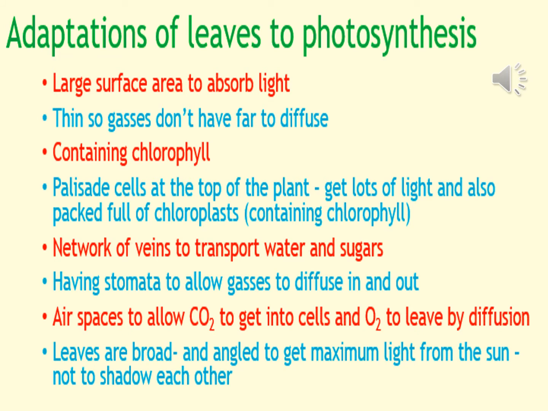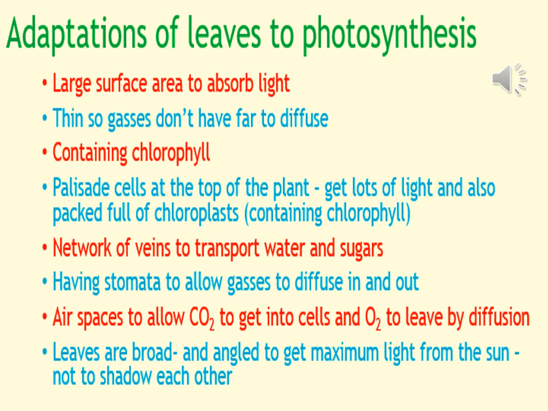Leaves are adapted to be able to carry out photosynthesis, and their adaptations I've listed here for you. There's a large surface area. They're very thin, so they can have easy diffusion. Remember, they need to try and get that carbon dioxide into the leaf, and they need to get the oxygen out of the leaf. The leaf obviously has the chloroplasts, which contain the chlorophyll, allowing that reaction to take place. Remember that reaction, we've got the carbon dioxide coming in with the water, and that gives out the oxygen and glucose.